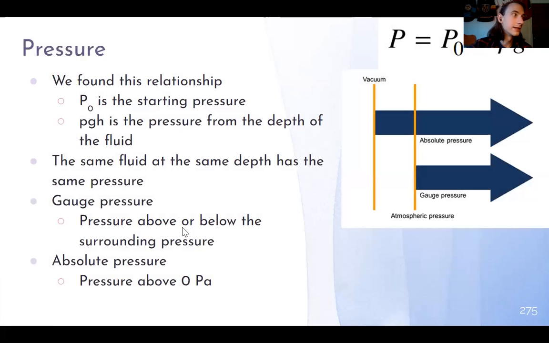And then from that lab, from this relationship, we ended up with this equation that tells us the pressure is equal to some sort of initial, some sort of starting pressure, plus our rho g h, the pressure that's caused by that fluid, by the weight of the column of that fluid.